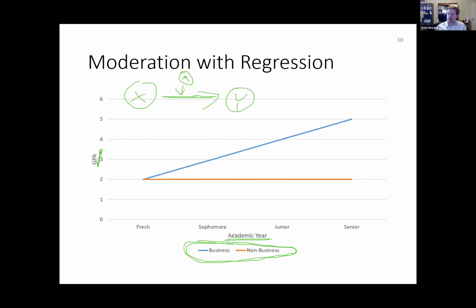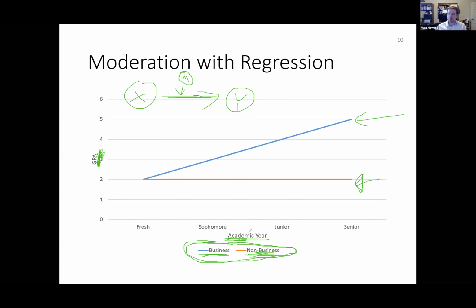Because the relationship between academic year and GPA is nothing. That's a null relationship if you're a non-business major, because it doesn't matter what your academic year is in relation to your GPA if you're a non-business major, because it's always going to be 2. Because if you're a non-business major, this is a flat line. However, if you're a business major, there's a very strong relationship between your academic year and your GPA.